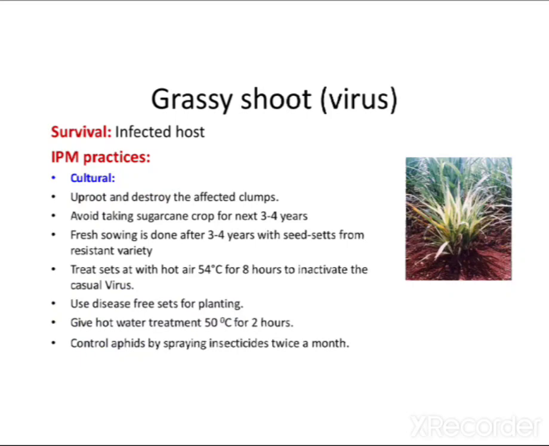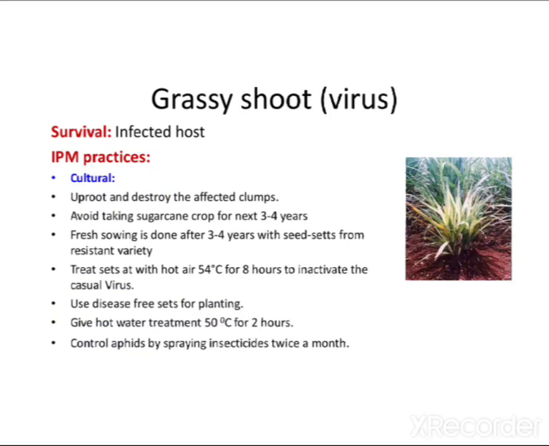The shoot becomes grass-like in nature. So it is only the cultural practices that help in removing this particular disease. This includes uprooting and destruction of the affected clumps, because this way we avoid the spreading of the virus from the infected plant to other healthy plants. We should also avoid taking a sugarcane crop for the next 3 to 4 years.